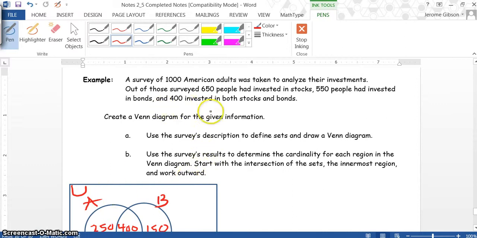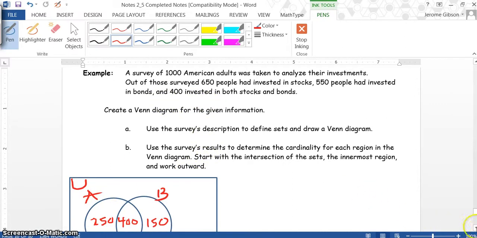So basically the innermost region here, first, we look here, we have sets A and B. A would be the stocks and B would be bonds. And this U we know is the universal set. So starting from the point of intersection, it's where they invested in both stocks and bonds, which would be 400. Now we're told that 650 people had invested in stocks. So we would take this 400, 650 minus 400 would leave us 250. So 250 and 400 is 650.